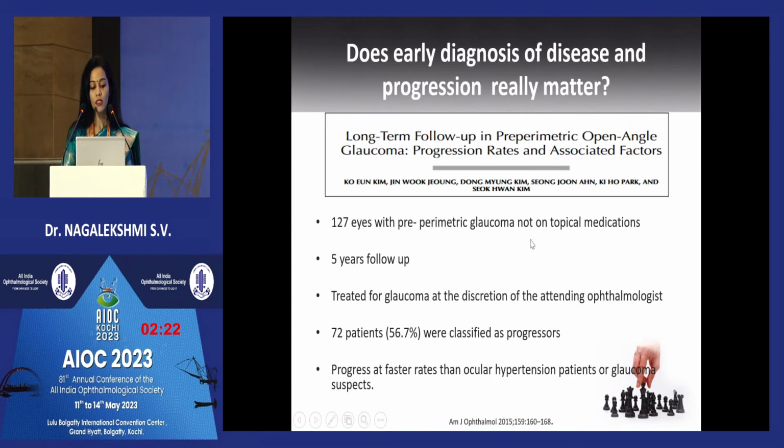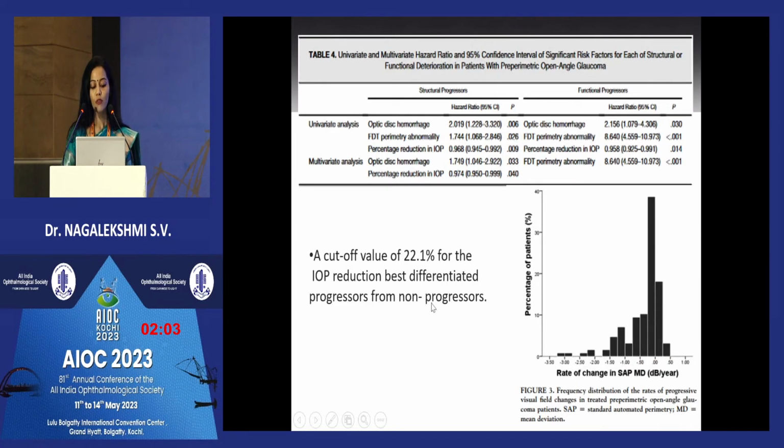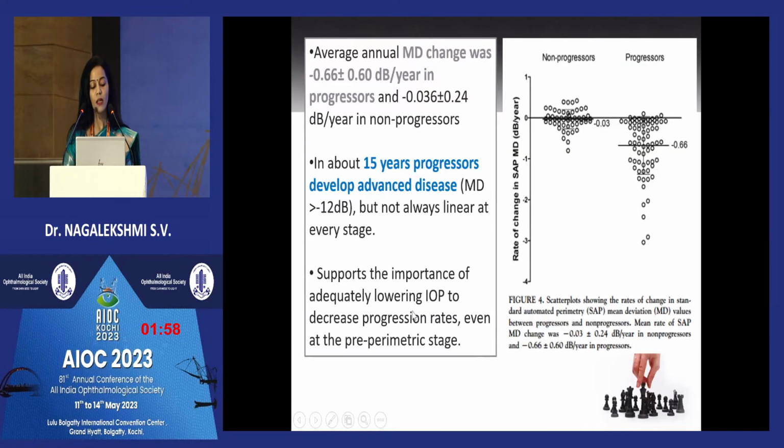So why should we detect glaucoma early in these cohorts? It's because every millimeter of IOP does matter, as proved by Kim et al. in the American Journal of Ophthalmology in 2015, where they studied 127 eyes, and it was noted that 56.7% of them progressed, and the cutoff value of 22.1% of IOP reduction best differentiated progressors from non-progressors. Considering that the progressors dropped by about 0.6 decibels of mean deviation every year, it would take about 15 years for the progressors to develop advanced disease.